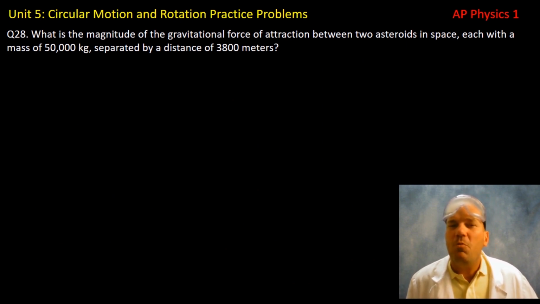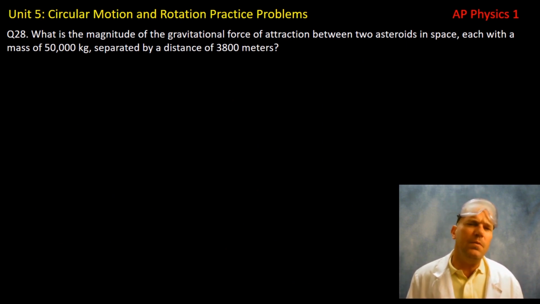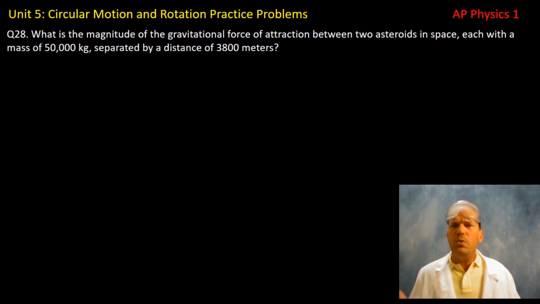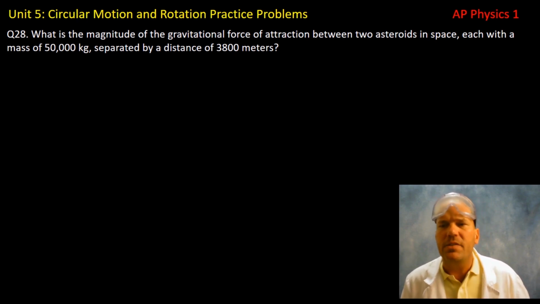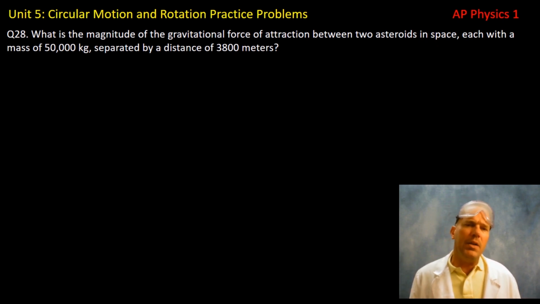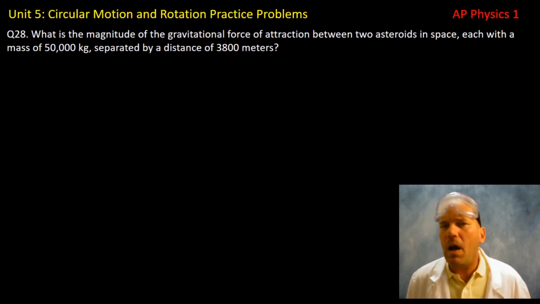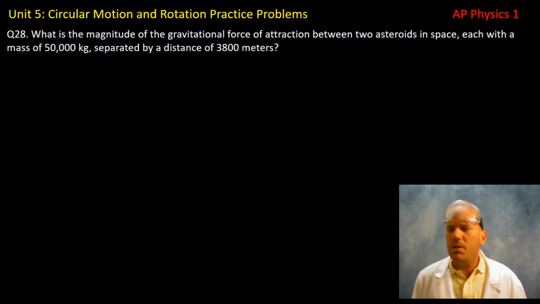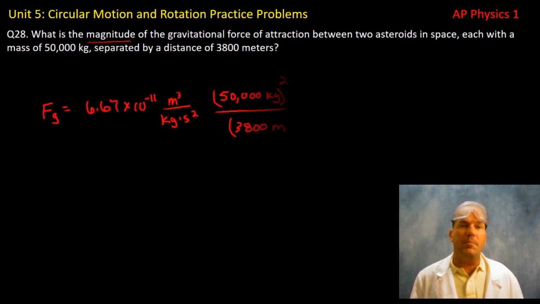Question 28. What is the magnitude of the gravitational force of attraction between two asteroids in space, each with a mass of 50,000 kilograms, and we're given the distance that separates them from their center of mass? So these final problems on this unit, we're using the universal law of gravitation, and we're also going to be looking at universal gravitational potential energy. Let's look at this problem here.